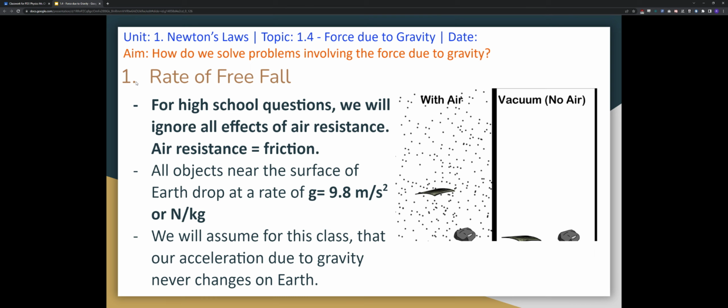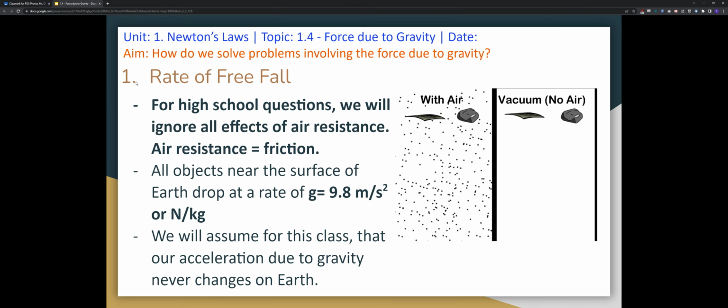So assuming you watched that video before, here are your notes, right? You can clearly see that when you do have air, the paper hits all these air atoms and the paper slows down. It's the same concept as a parachute. Your parachute is hitting all those air atoms, and you're slowing down.